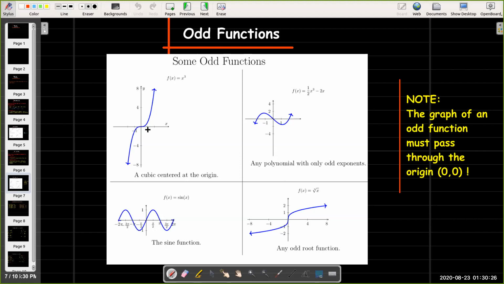Now, just by making the observation and the properties of an odd function, we can say that an odd function must pass through the origin. So if I look at the graph of a function and it does not pass through the origin, then it cannot be odd. It might be even. It might be neither odd nor even. But if it does not pass through the origin, it cannot be an odd function.